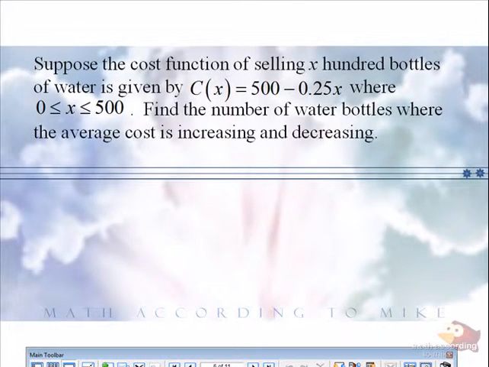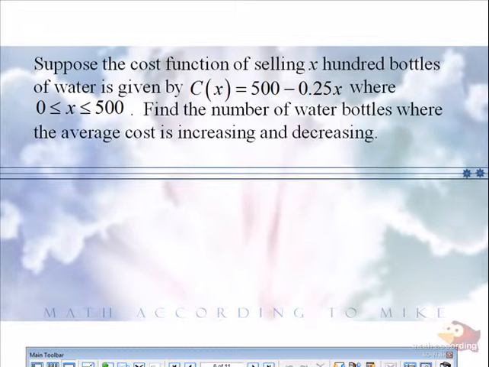Suppose the cost of selling x hundred bottles of water is given by C(x) = 500 - 0.25x, where x is between 0 and 500. Find the number of water bottles where the average cost is increasing and decreasing. Alright, so we're given the cost function.